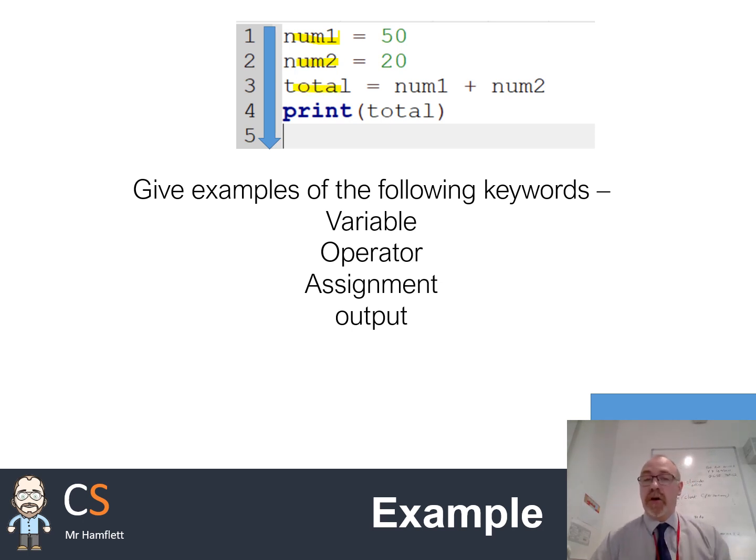Okay, so all three of those are variables. Operators, in this case, we've got plus, because it's performing an operation. Assignment, well, we've got three examples of assignments, here, here, and here. And output, well, we've got that print on line 4, which is doing the output.